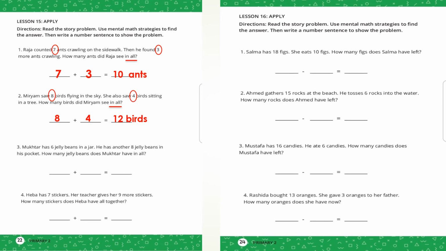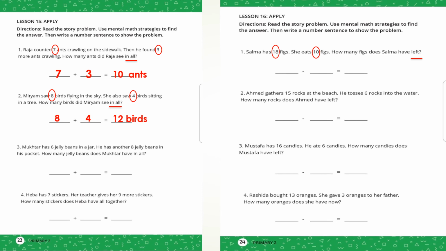The next part, page 24, the first question. Salma has 18 figs. She eats 10 figs. How many figs does Salma have left? Circle the numbers 18 and 10 and underline the keyword left. Here we have left. Is left a keyword for addition or subtraction? More than, less than, difference, left are keywords for subtraction.